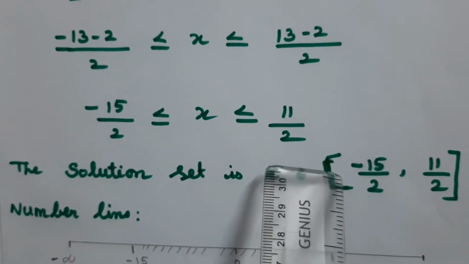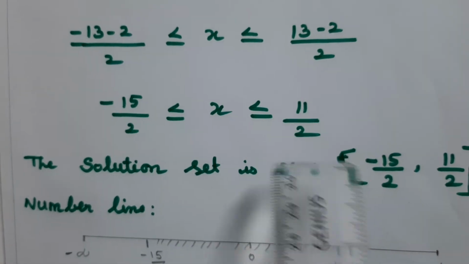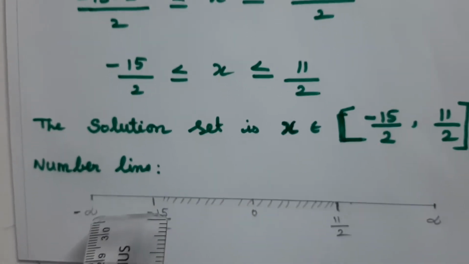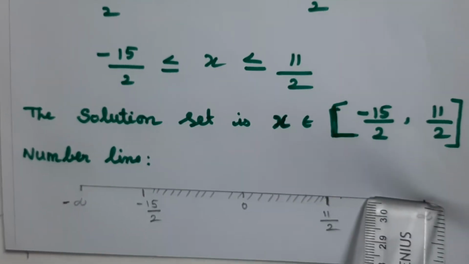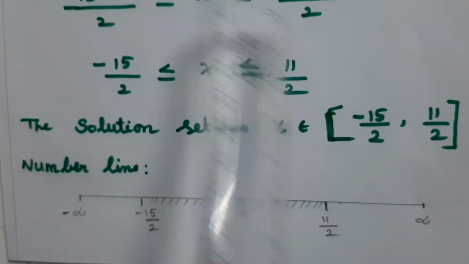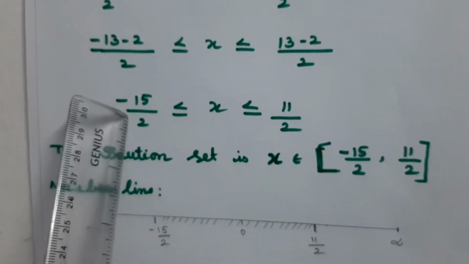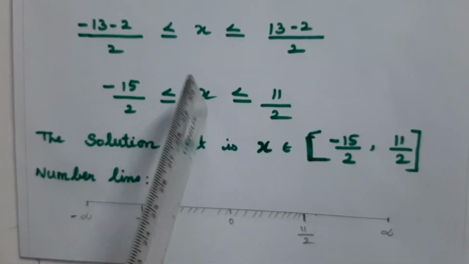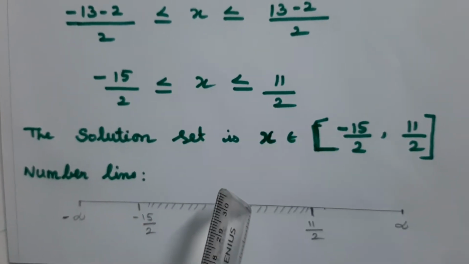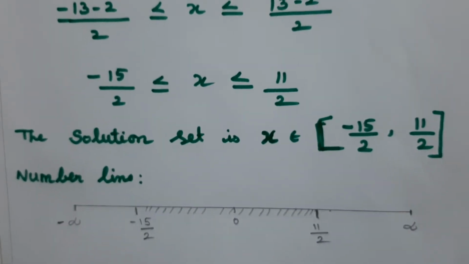So, that can be given as minus 15 by 2 comma 11 by 2. That is, your x belongs to minus 15 by 2 comma 11 by 2. And the number line, draw the number line. So, you will have from minus 15 by 2 till 11 by 2. This is greater than your minus 15 by 2. Here you will have less than your 11 by 2. So, you will have from minus 15 by 2 to 11 by 2. This is your number line representation.